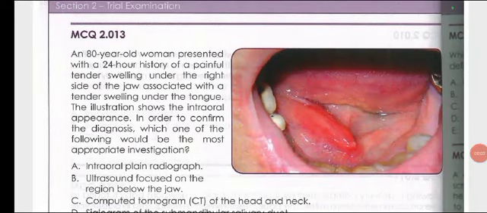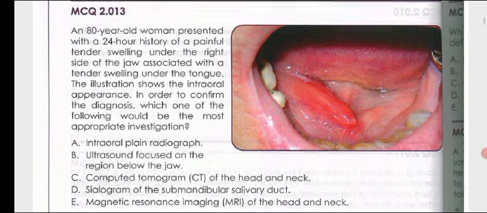An 80-year-old woman presents with a 24-hour history of painful, tender swelling under the right side of the jaw, associated with a tender swelling under the tongue. The illustration shows the intraoral appearance. In order to confirm the diagnosis, which one of the following would be the most appropriate investigation?